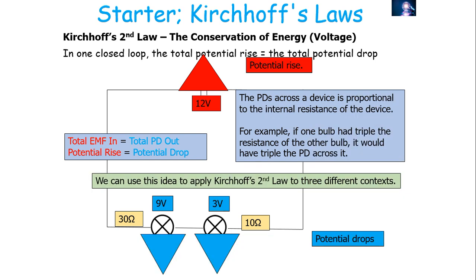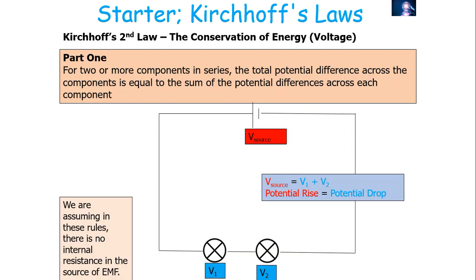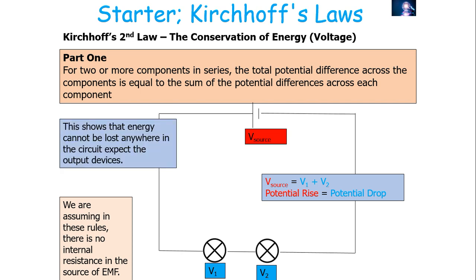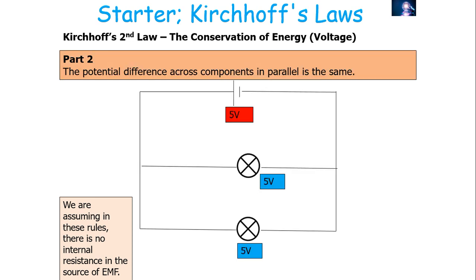Now, like the other law, we can apply this second law to some different contexts. So, part 1. For two or more components in series, the potential difference across the components is equal to the sum of potential differences across each component. So, V source equals V1 plus V2. Now, just to clarify, in all these rules, we're assuming there's no internal resistance. The only resistance found in this circuit is in the wanted outputs of your circuit. So basically, energy cannot be lost anywhere in the circuit except the output devices.